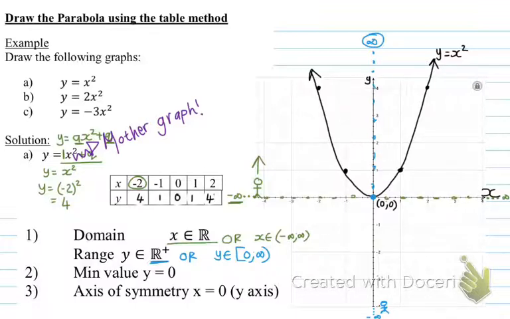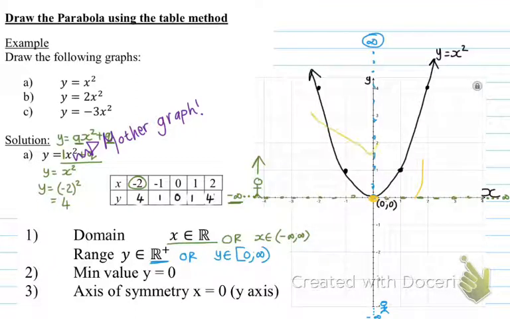Then the minimum value. So this graph has a minimum value, but it does not have a maximum value. Why do I say it doesn't have a maximum value? Because it goes on up to infinity, and we don't know where infinity is, so there is no maximum value. But the minimum value of this graph is 0, at y equal to 0.